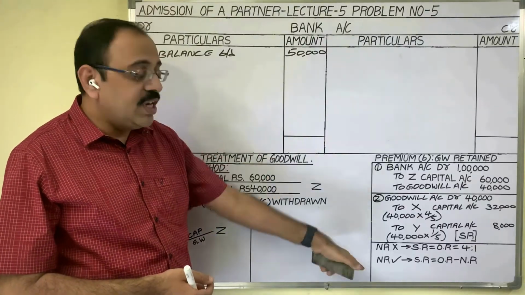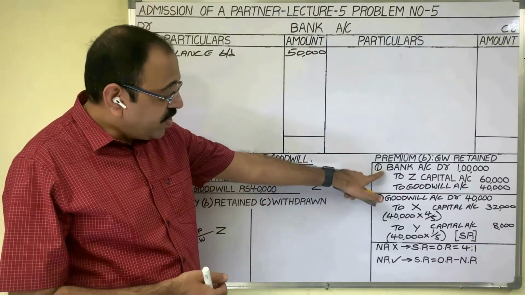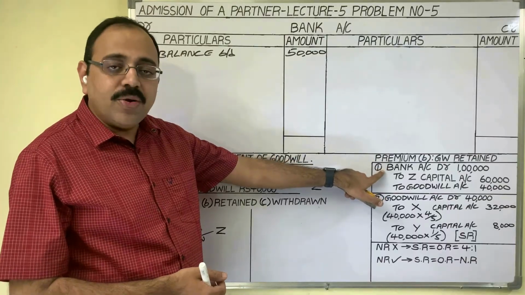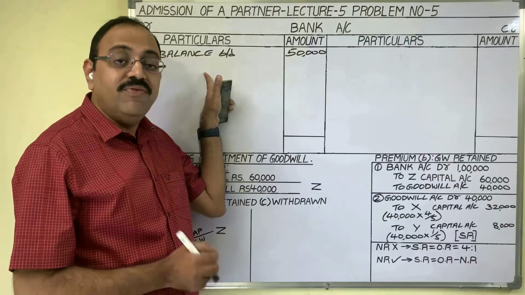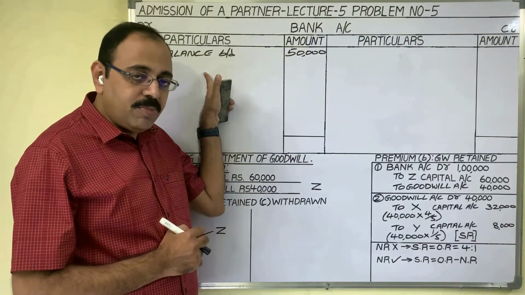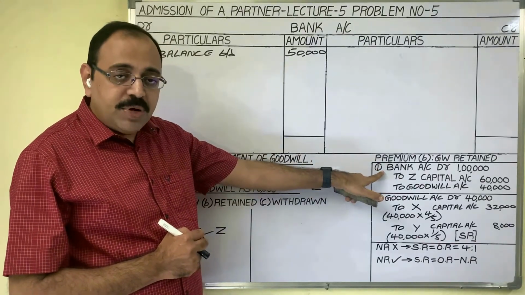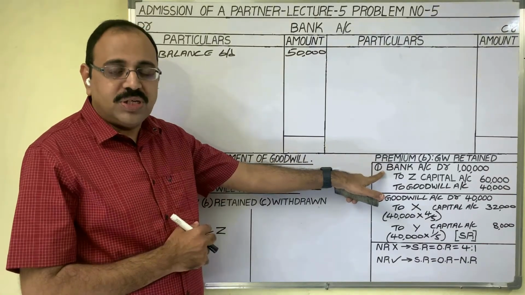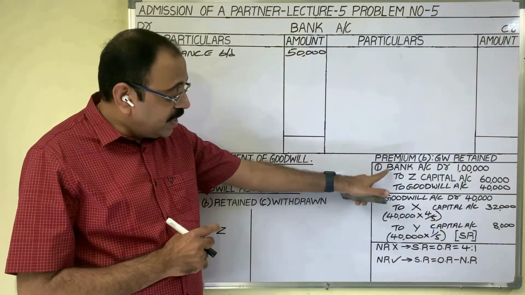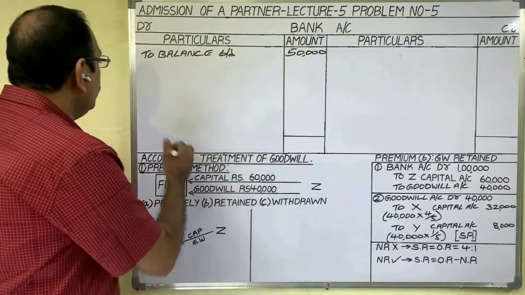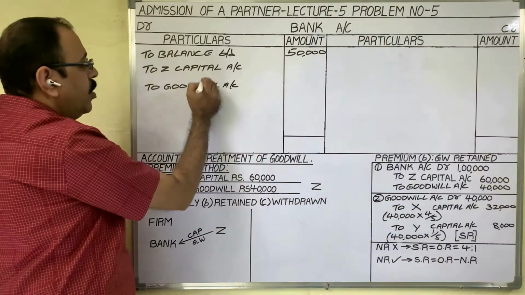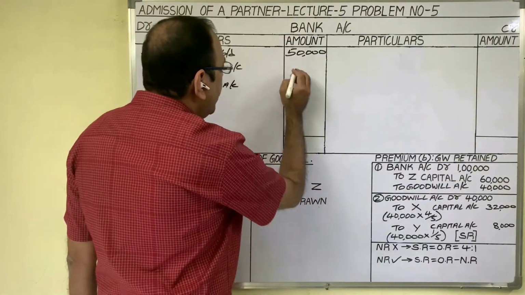Next, come to journal entries. Here in the first entry, we debited bank account. So this first entry we should post in bank account. Which side? Now, bank account we are preparing. Bank account is debited, so on the debit side we should post. What to write? On the other side, the credit side, account names we should write: to Z capital account, to goodwill account. Amounts are 60,000 and 40,000.